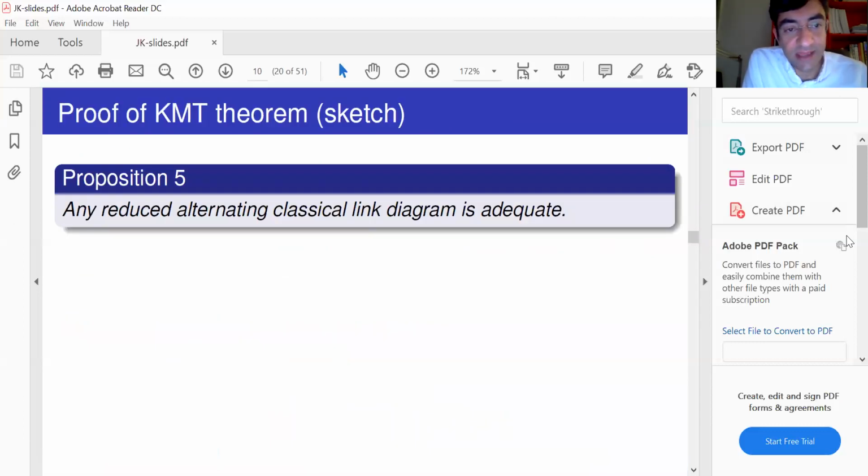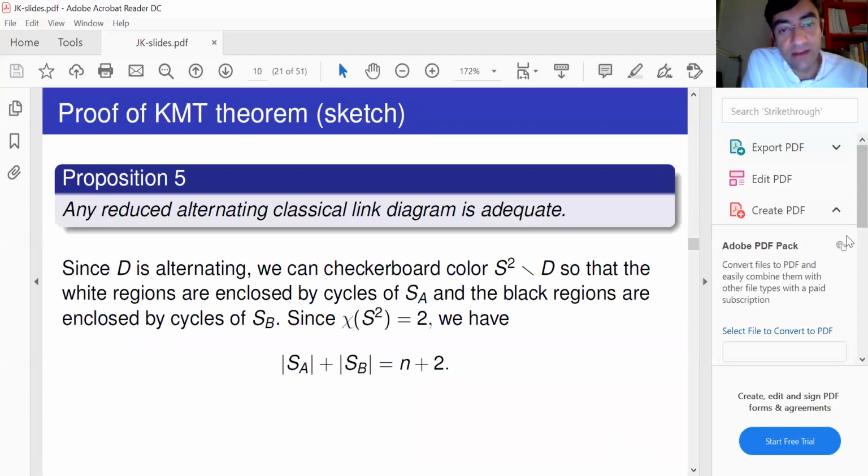Now, how do we use that? If you have a reduced alternating classical link diagram, then we can prove that the diagram is adequate. And now we need one more lemma before getting to the theorem.